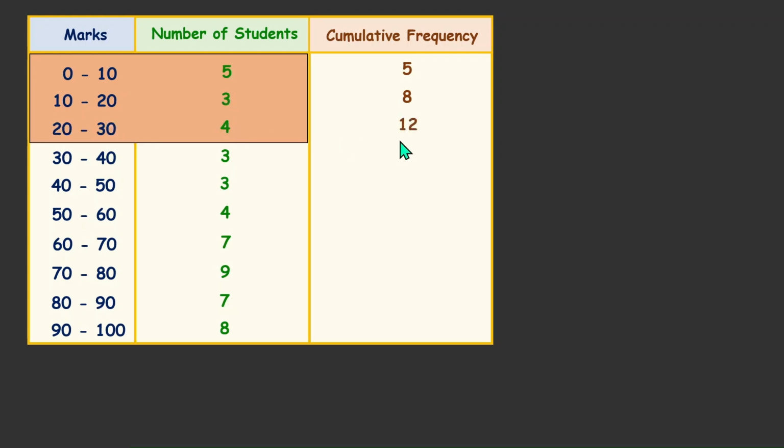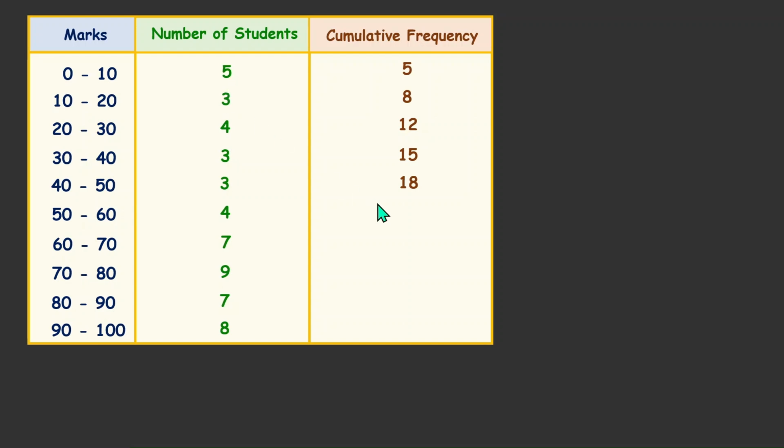So that's 12. And when you write down all the frequencies like this, we get 15 here because 12 plus 3 would be 15. 18 here because 15 plus 3 is 18. I'm doing 15 plus 3 as 15 itself is the summation of 3 plus 4 plus 3 plus 5. And similarly, the next cumulative frequencies we'll get would be 22, 22 plus 7, 29, 29 plus 9, 38, 38 plus 7, 45, and 45 plus 8, 53.